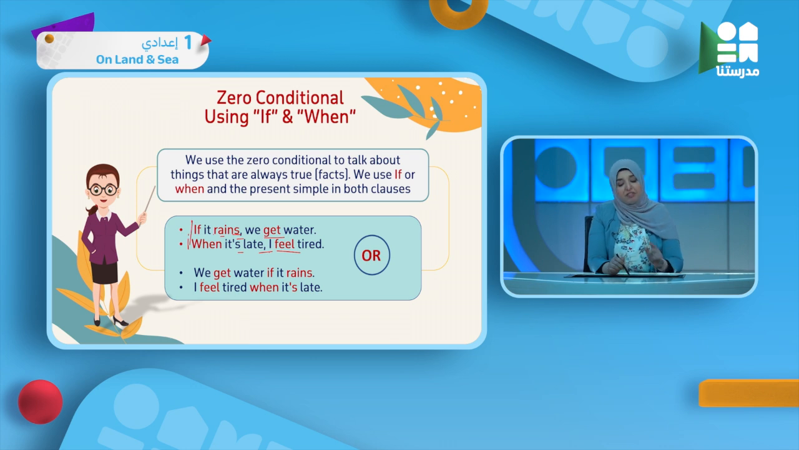We get water if it rains. نحصل على الميه لو مطرت. I feel tired when it's late. اوكي بس هنا I didn't use comma. أنا حطيت بس if and when in the middle.